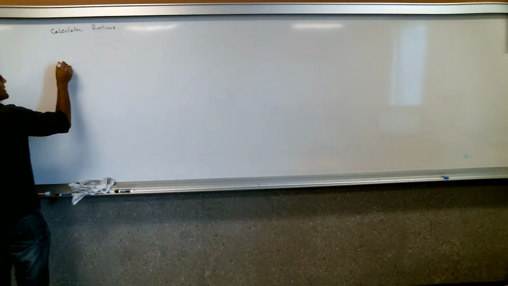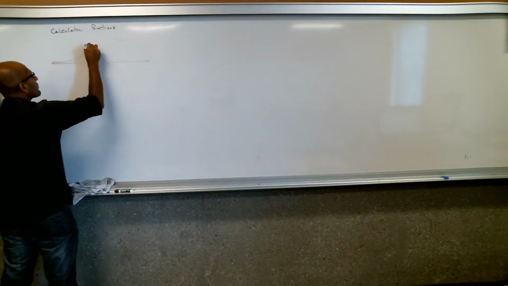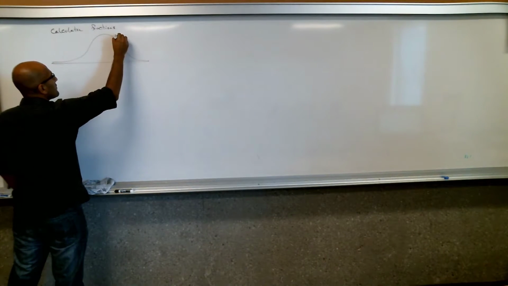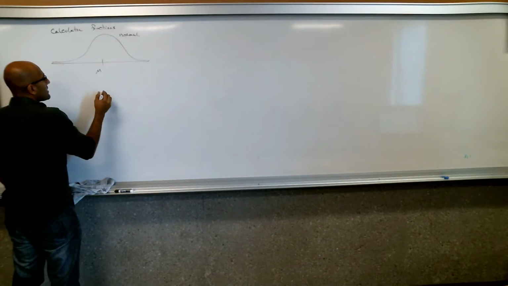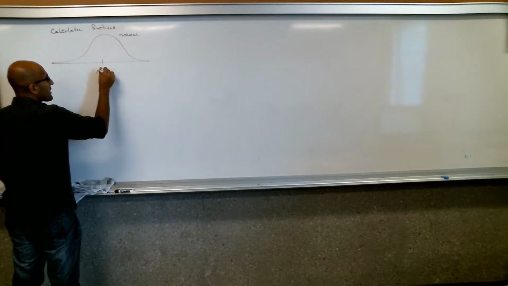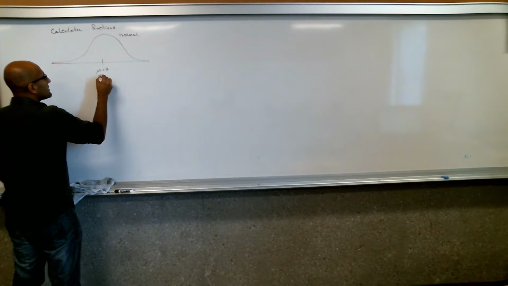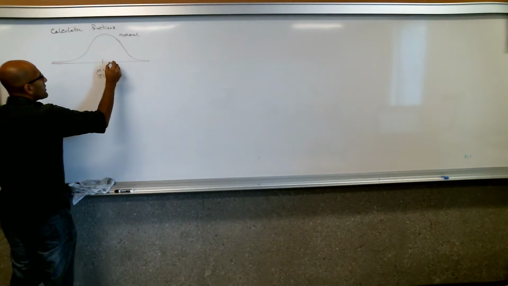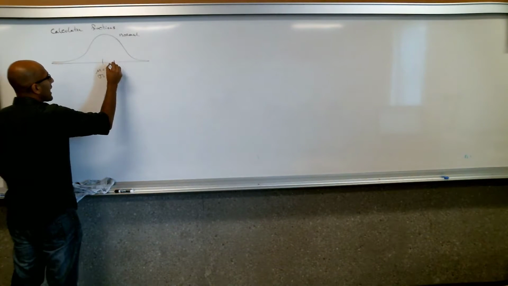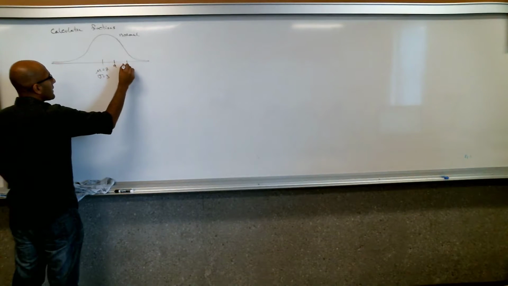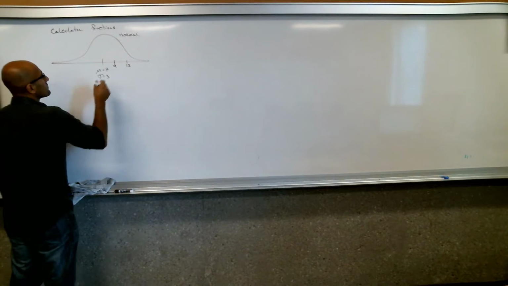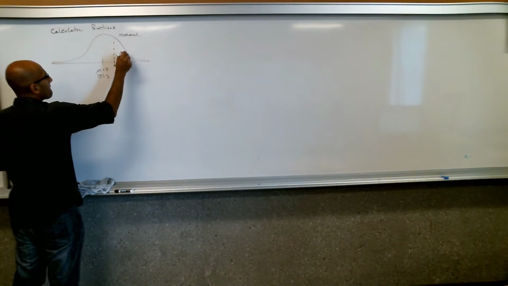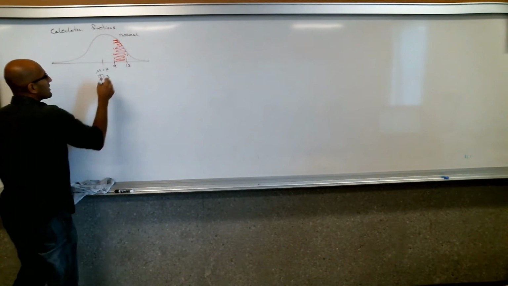So first of all, let's say, for example, that I have a normal distribution like this. Normal, and let's say that the mean is, I don't know, I'm just making something up here. How about 7, and sigma is 3. And I want to know what is the area trapped between 9 and 13. I want to know that space right there.